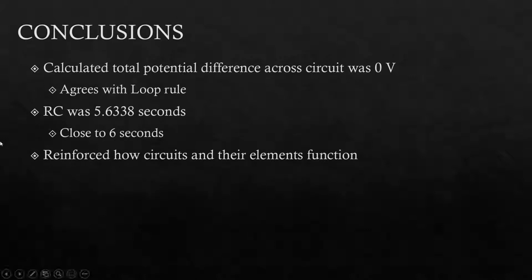So for my conclusion, we calculated that the total potential difference across the circuit was 0 volts, and this agrees with the loop rule, and that the RC time constant was 5.6338 seconds, and this is very close to 6 seconds. And then overall, this lab did a great job in reinforcing how circuits and their elements function.